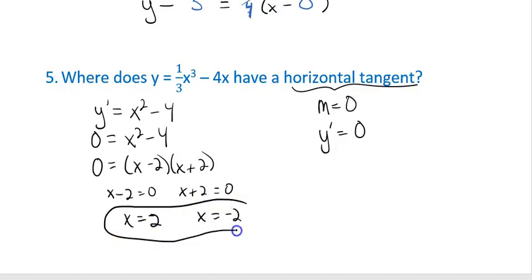What that means is there's 2 places where this function has horizontal tangent lines. One is when x equals 2, one is when x equals negative 2, and sometimes they might ask you for the point, like the whole point instead of just the x value, and if they do that, you get the y by plugging into the original. You always get the y value by plugging into the original. But in this case, it just says where, and where is a location on the x-axis. So we have answered this completely. And that concludes this lesson.